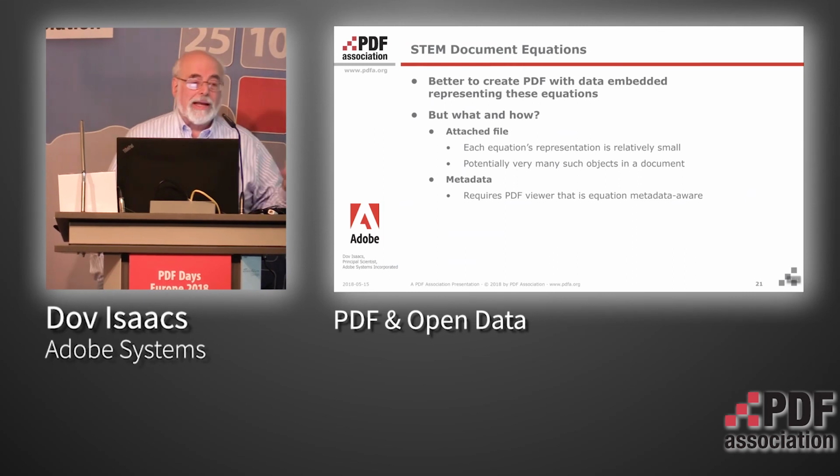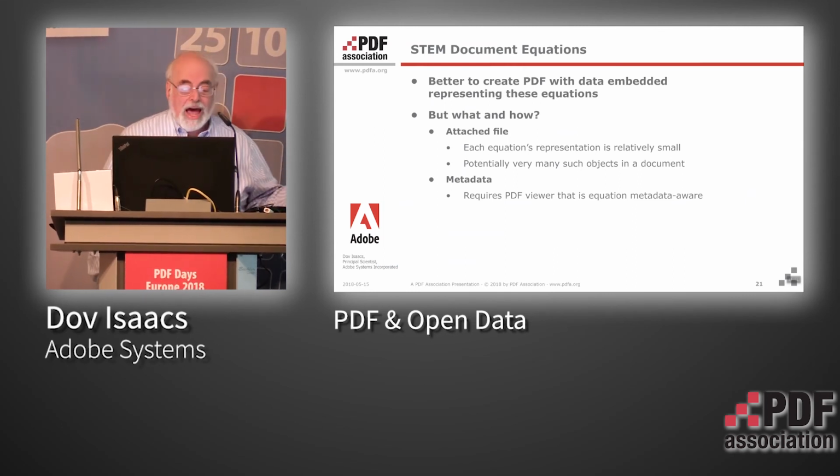Two ways of doing it: an attached file. This is what I would recommend, basically because each equation's representation is relatively small and there's potential for a large number of these. Of course, it could be done with metadata. There's tagging in PDF 2.0 that basically says this here is an equation. But it doesn't give any formal guidance for what you should do with any metadata associated with that region of the PDF file.